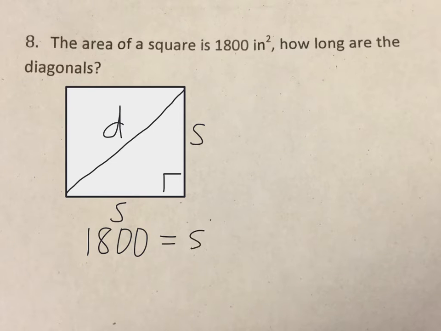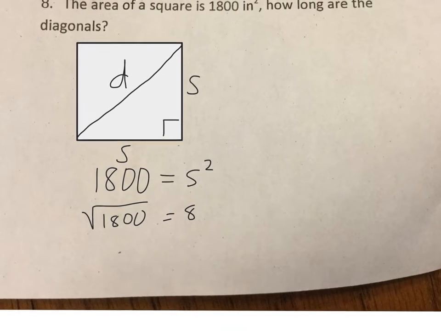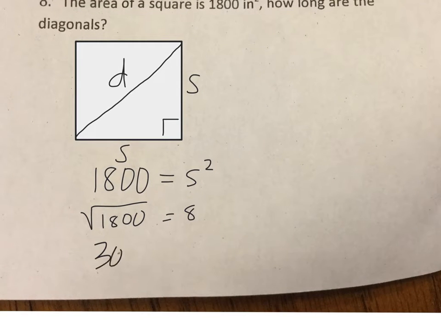1800 equals s squared. So s is the square root of 1800, which, 1800 is 900 times 2, which is like 30 times the square root of 2. If we're going to simplify this, sorry, it's not an 8, that's an s.